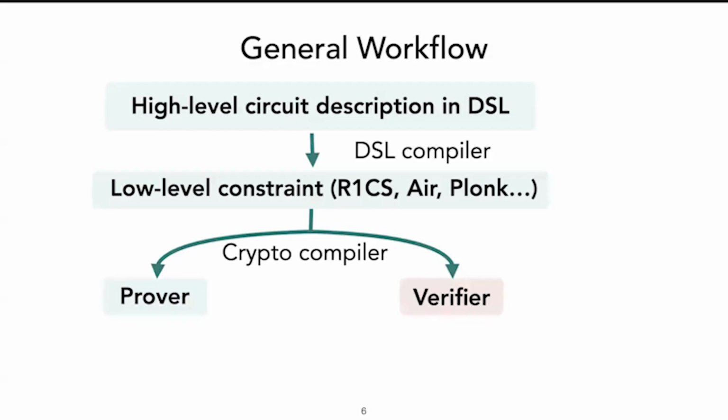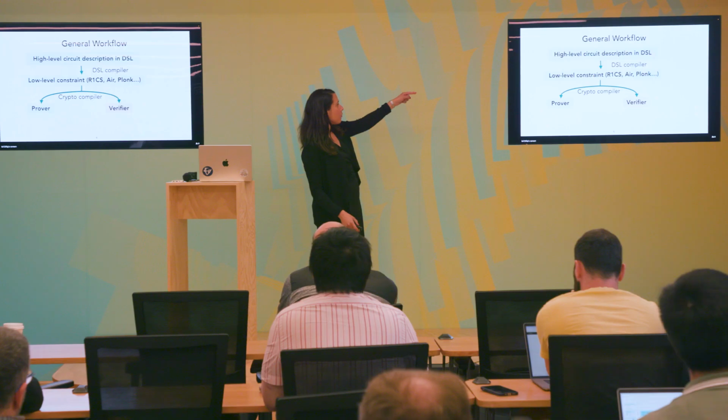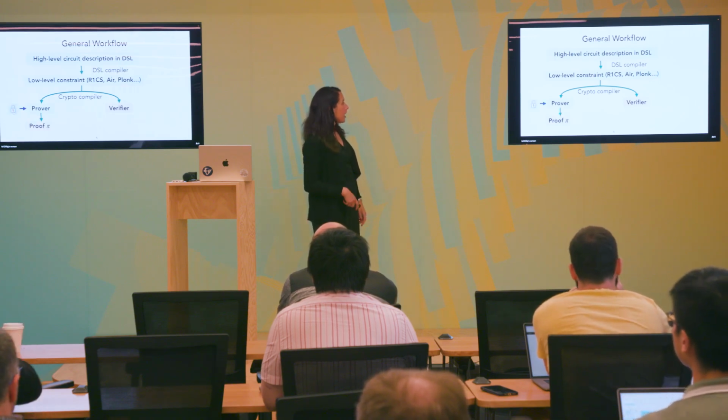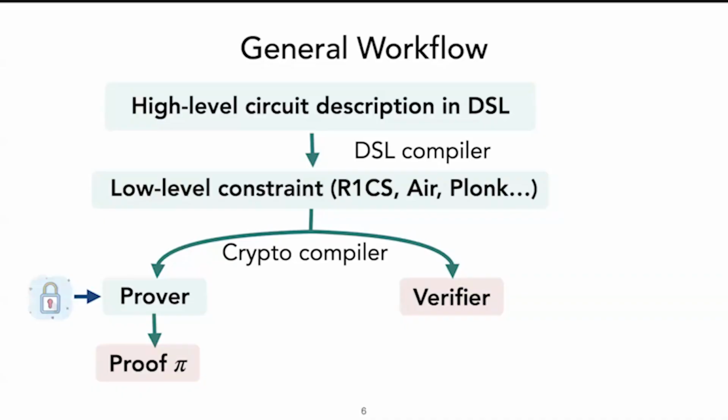After that point, that's where all the crypto magic happens, in what I refer to as a crypto compiler. This is not the main topic of this talk. All we need to know is that after this low-level constraint, we get a prover and a verifier. The prover takes your secret information and generates a proof of the statement that you would like to establish. Then you can provide that proof to the verifier, which will either say yes, this is a valid proof, or no, this proof looks invalid. So that's the general workflow we have in mind.